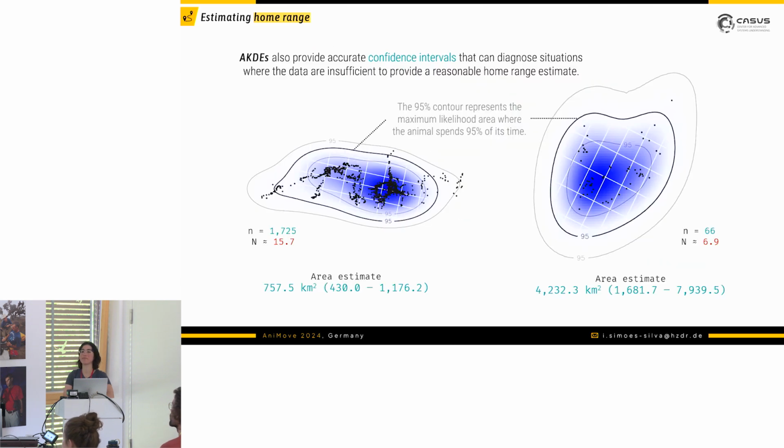Oh, there's a question. Just to be clear, do the methods we used to calculate KDE before provide confidence intervals? The ones within CTMM, yes. But the ones we learned before? No. Okay. No.